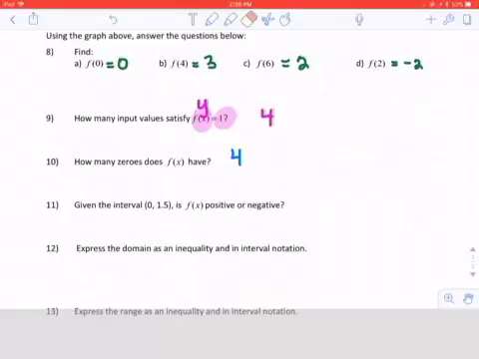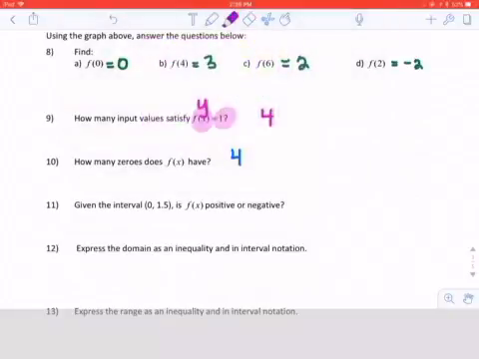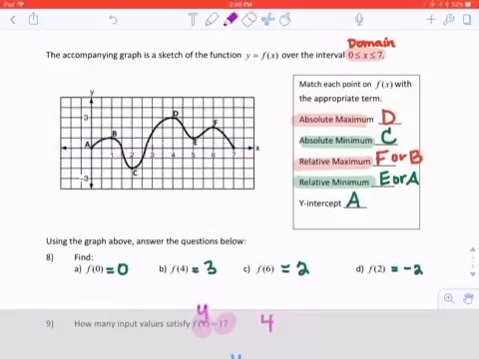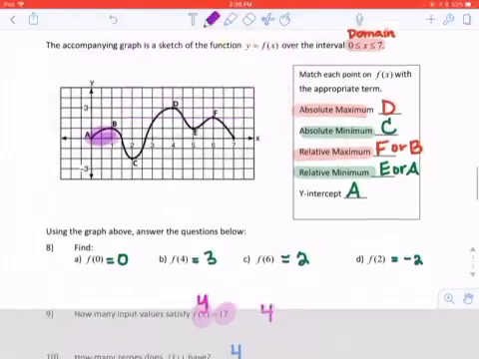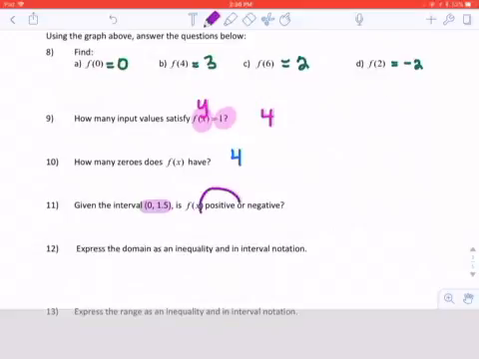Okay, next, given the interval 0, 1.5, is the function positive or negative? Okay, so we're looking from when x is 0 to when x is 1.5. Here's where x is 0. Here's where x is 1.5. What's going on with our graph? Is it above or below the x-axis? Here's our graph. Above the x-axis, so it is positive.